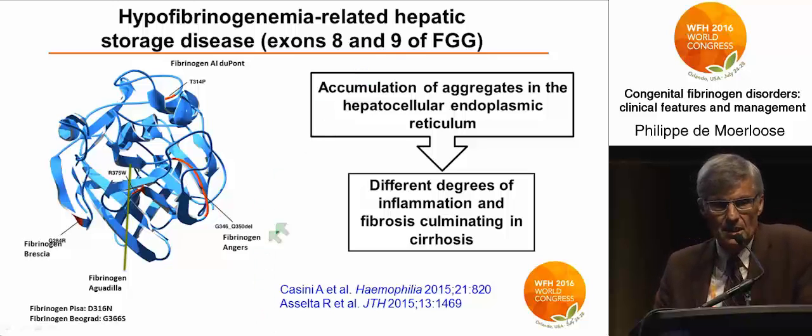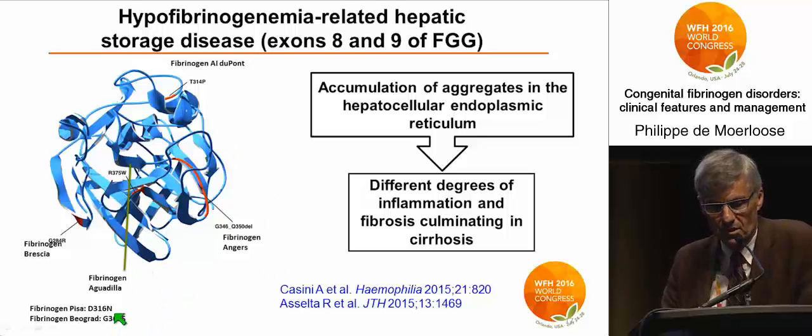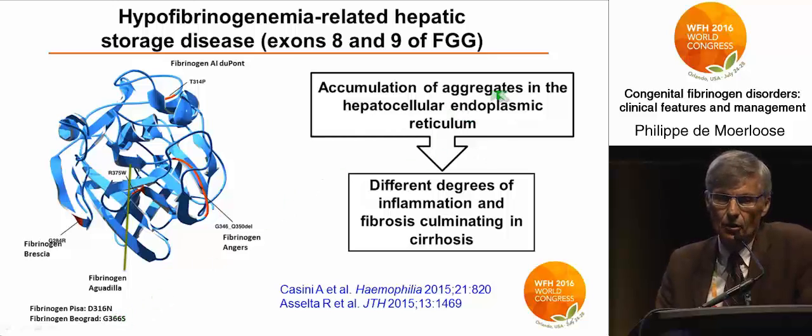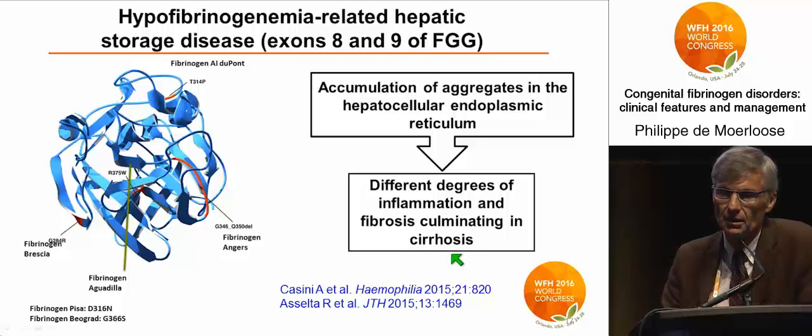And what happens, all mutations occur in the same exons, exon 8 and exon 9 of FGG. And you see here the various, there are 6 well-reported families, but there are other cases with the same mutation. And there is an accumulation of aggregates in the hepatocellular endoplasmic reticulum, and that leads to different degrees of fibrosis, which can culminate in cirrhosis.